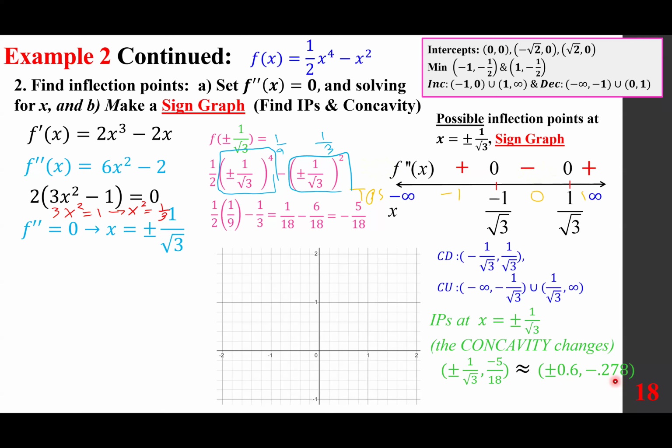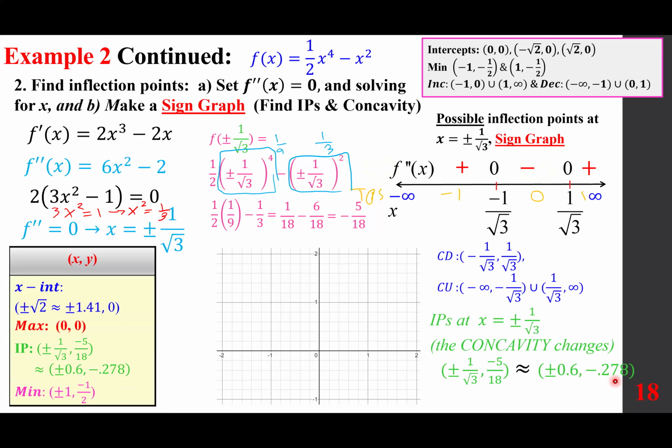I'm going to write everything that we found in a table so we don't feel lost. I'm going to start with the intercepts. Remember, square root of 2 is about 1.41. So this is 1, this is negative 1. Negative 1.41 is about here, positive 1.41 is here. Those are the two x-intercepts. Maximum happens at 0, 0. We put an arrow anytime you have a max or min. The inflection points, we're going to go with negative 0.6, negative 0.3, so roughly here, and roughly positive 0.6, negative 0.3. So we get those 2 points. Okay, rough. It's not exact.